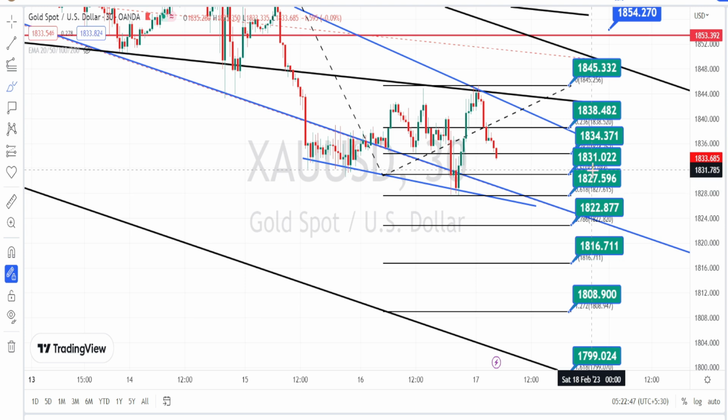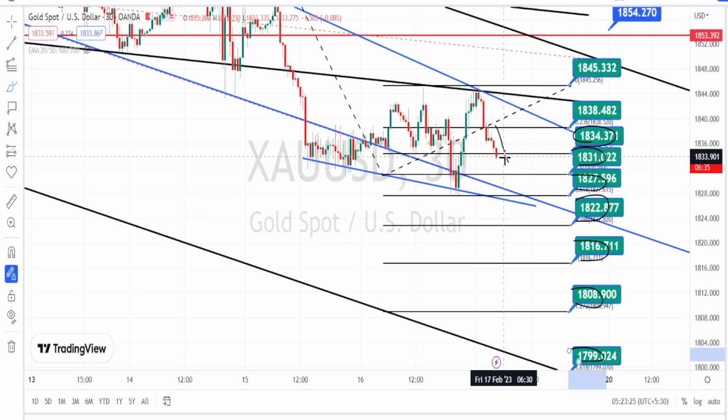So the values in these green color boxes are the resistance and support levels for current price action in 30 minutes time frame. Currently, the price action has given a breakout from the support level of 1834 and it is in a bearish trend. Next level of support is going to be around 1831, 1827, 1822, 1816, 1808 and 1799.